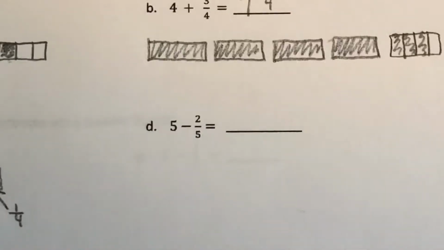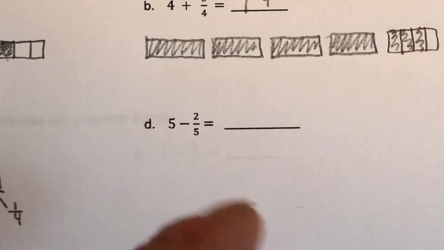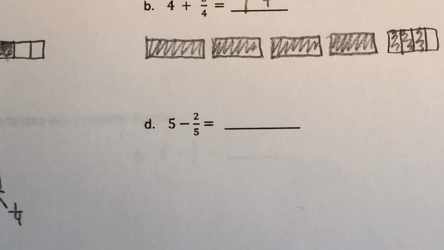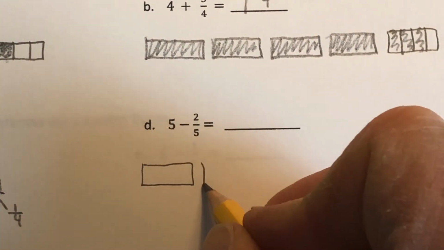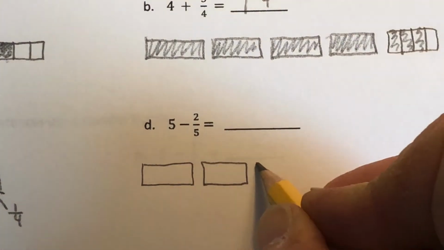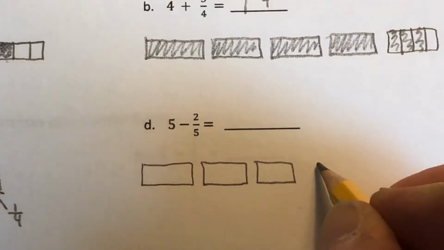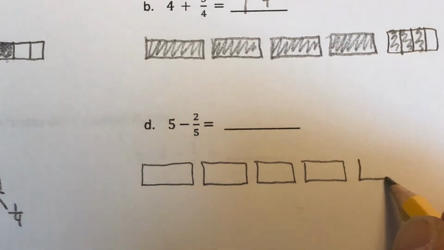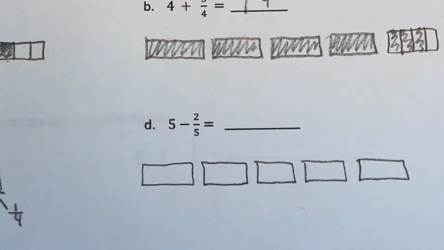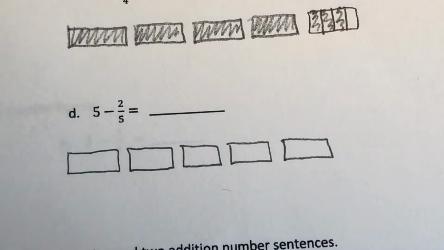All right, let's take a look at this one. It's the same exact concept. I've got 5 cookies and I'm taking 2/5 from one of them, okay? So I'm gonna draw 5 cookies. 1, 2, and try to make the rectangles or the shapes that you're drawing around the same size, because all the cookies need to be the same size. There's my 5 cookies.